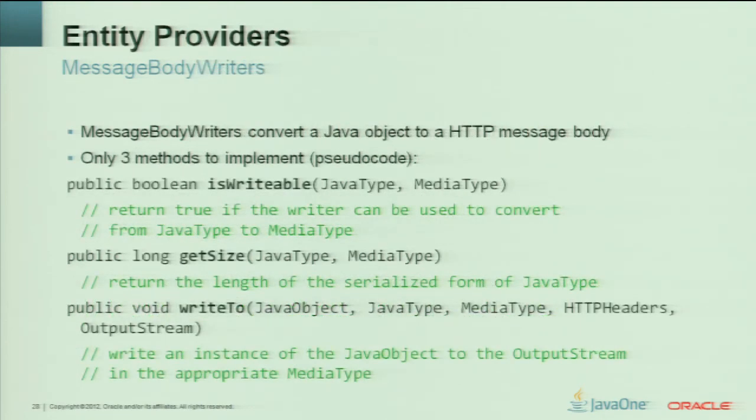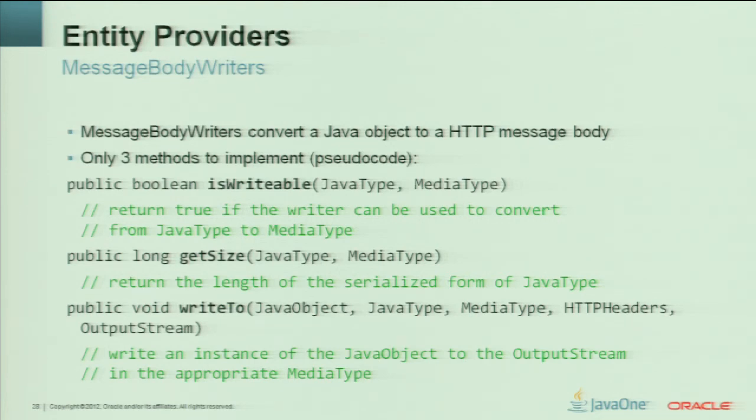Message body writer is also not very complicated. So we have an isWritable, which is very similar to the isReadable. Once again, checking whether this provider can be used to convert from the media type to Java type. Sorry, from the Java type to the media type. Now we are writing, so we are doing just the opposite way. We return true if the writer can be used to convert, and this is just used internally from the framework to determine which of the providers can be used for a specific invocation. And this is happening completely dynamically, as I said before.